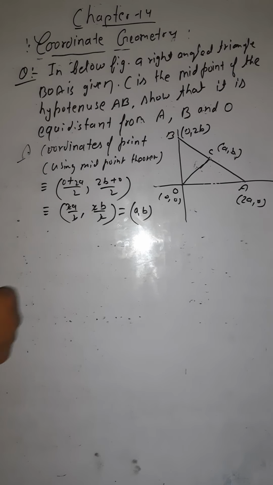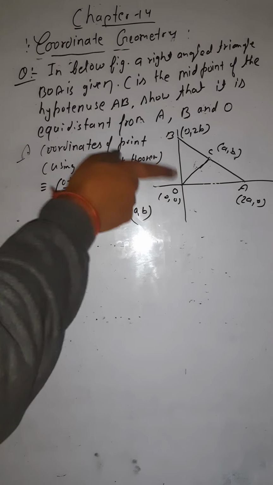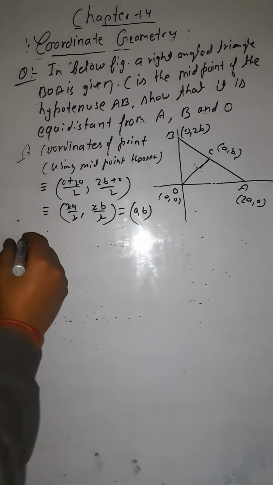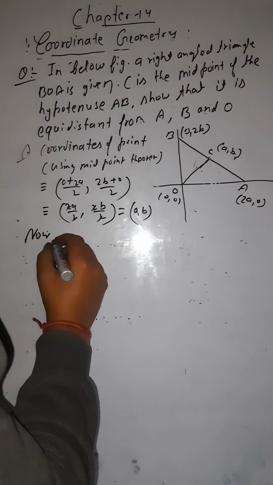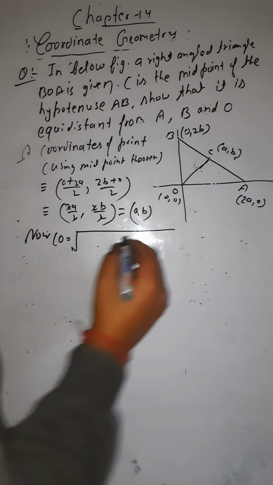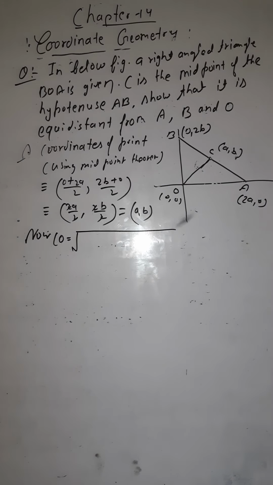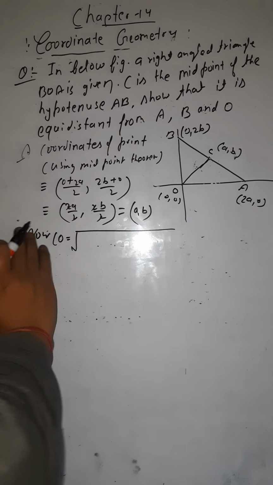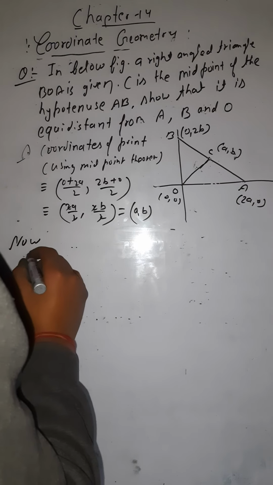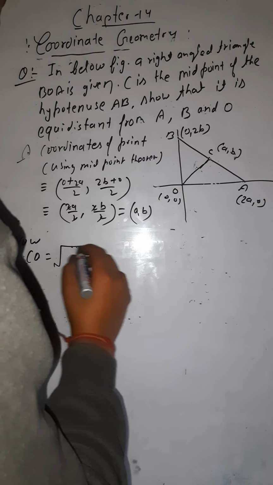So now what should I do? I should find out the distance CO, the distance CA, the distance CB. So first I would find out the distance CO. Okay. So now CO would be equal to how much? Using the distance formula. In case of CO, I would use the distance formula.